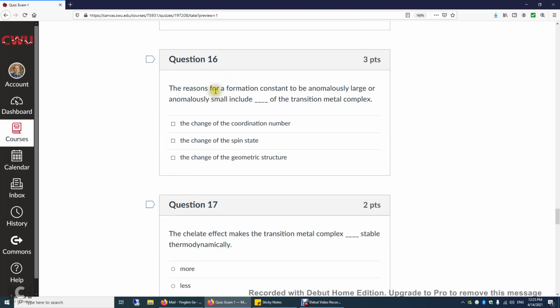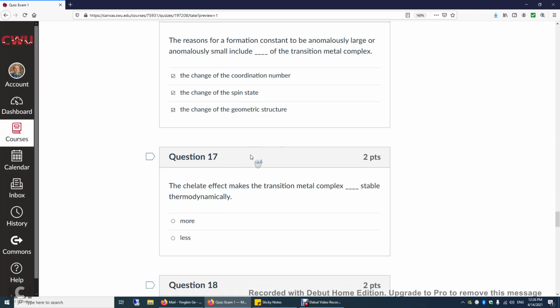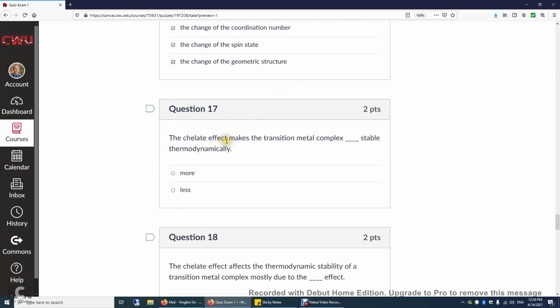Question 16. The reason for a formation constant to be anomalously large or small, well, it can be the change of coordination number from 6 to 4 or from 4 to 6. It can be the change of the spin state. For example, iron, it can be +2 or +3. So that will cause the change of formation constant and also the change of geometric structure.